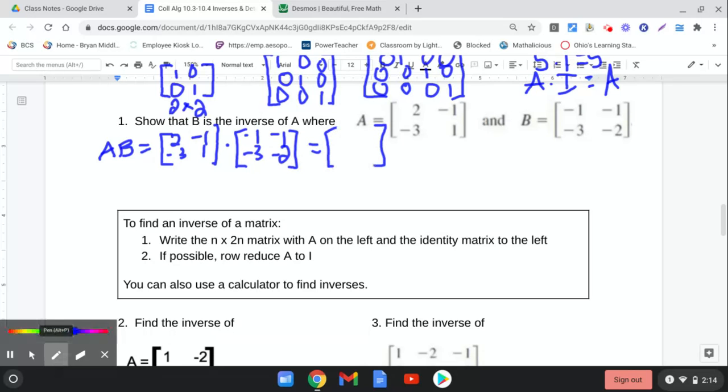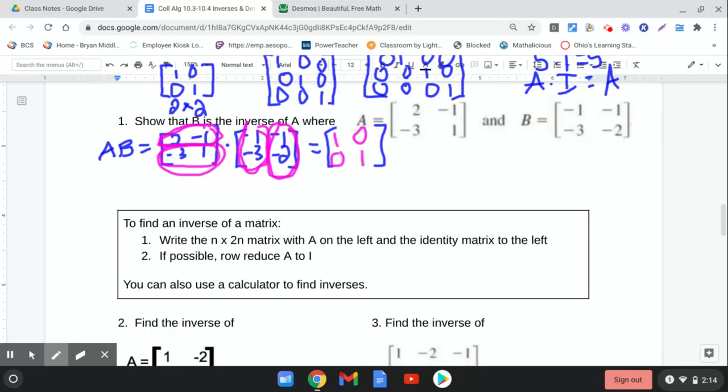Let me switch colors so you can see it a little bit better. Remember, we multiply rows and columns. So we get -2 plus 3, which is 1. And then row 1, column 2. That's -2 plus +2, which is 0. Row 2, column 1 gives us +3 plus -3. And row 2, column 2 gives us +3 plus -2, which is 1. And now we need to show the other direction.